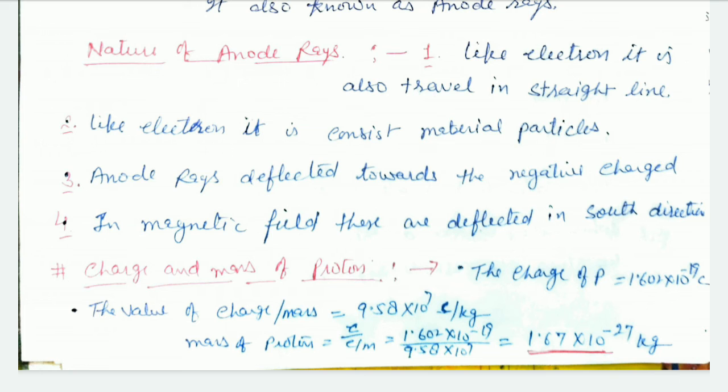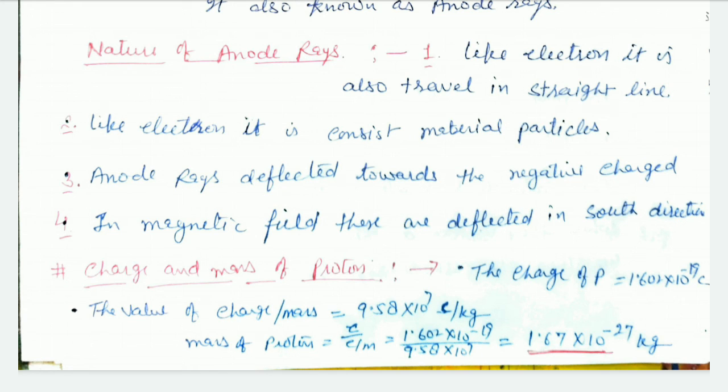This is because they are positive charge rays, and they originate at the anode end. Therefore, they are called anode rays. So these positive charge rays are deflected towards the negative charge. In a magnetic field, these are deflected in the south direction. This is because the south direction is the negative charge direction. The rays have positive charge, therefore they are deflected in the south direction.